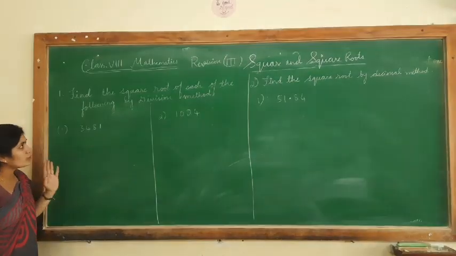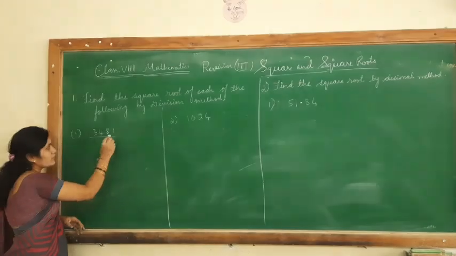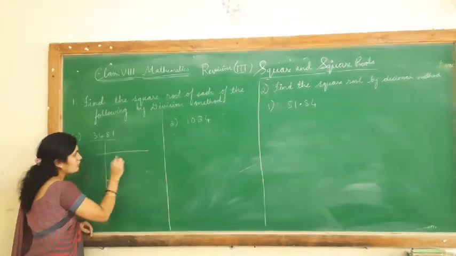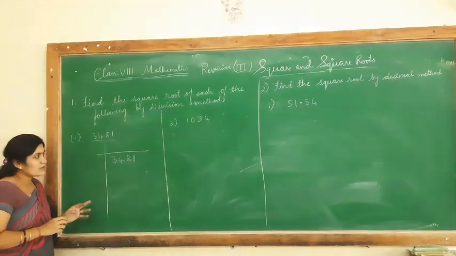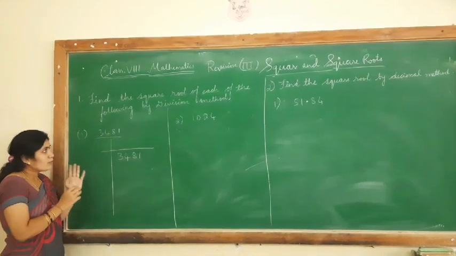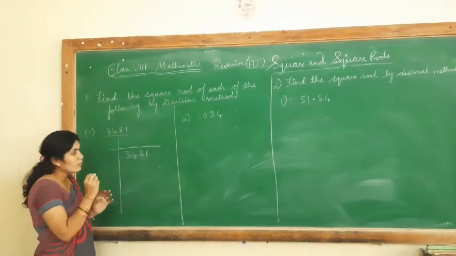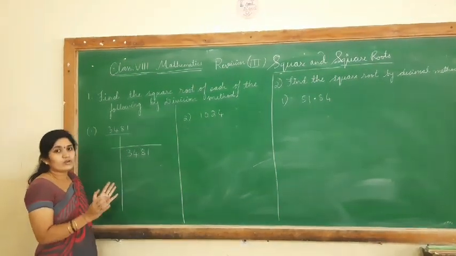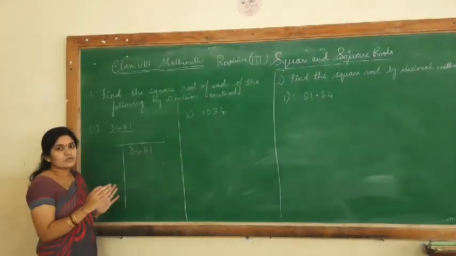Here we are going to find the square root by division method, and the number given is 3481. First write the number here, 3481. As you can see, this is a number which has a thousands place, and before going to division I would like to explain how to mark the numbers, because here we are not doing the regular division which we have done in your junior classes.